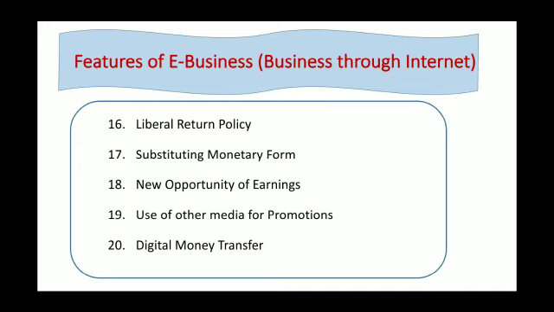Next, substituting monetary form. Traditional business involves transaction of currency notes, checks, demand drafts, debit and credit cards, etc. In a semi-electronic business process, one can use these for making payments to the other party. But fully automated internet business involves digital money transaction.